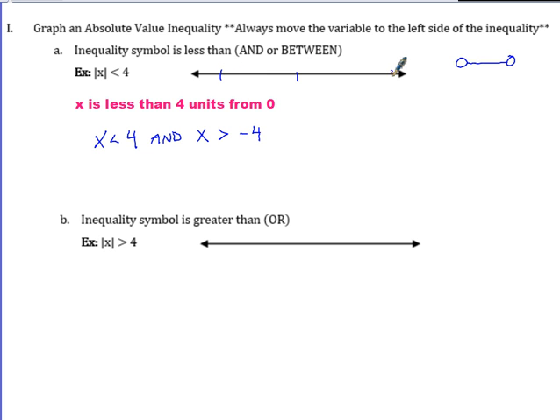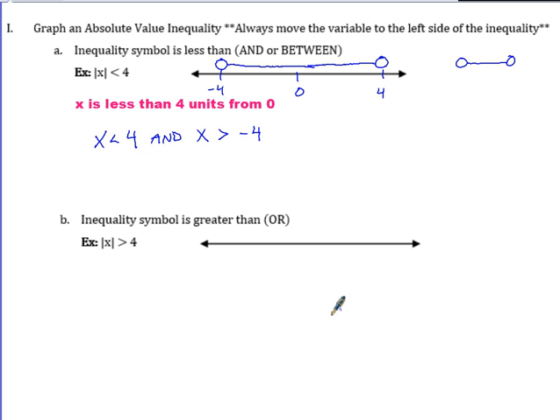So I would have negative 4, 0, and 4. And it has to be greater than negative 4, so that's this direction. It has to be less than positive 4, so in between negative 4 and positive 4.